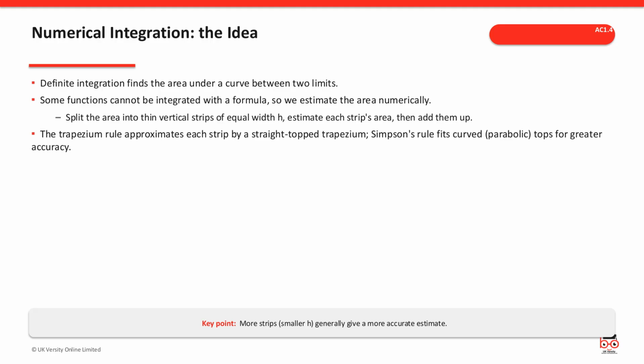Definite integration is really about the area under a curve between two limits, but some functions have no integration formula at all, so we estimate that area numerically instead. The idea is to slice the region into thin vertical strips of equal width h, estimate each strip's area, and add them all up. The trapezium rule gives each strip a straight top, while Simpson's rule fits curved, parabolic tops for extra accuracy, and generally the more strips you use, the smaller the width and the closer your estimate gets.